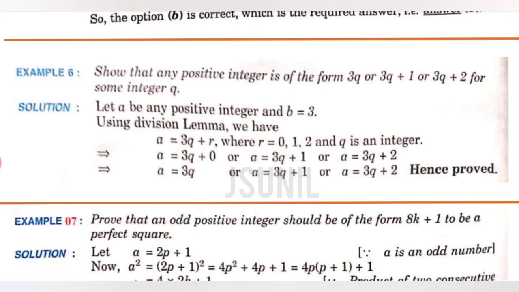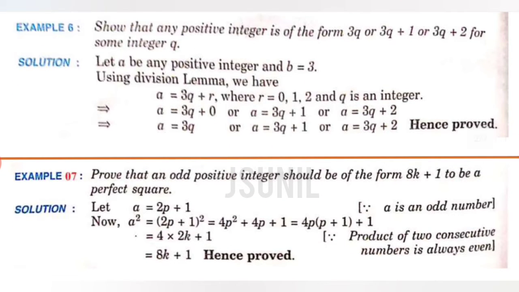Show that any positive integer is of the form 3q, 3q plus 1 or 3q plus 2. Here, this number is divisible by 3. Therefore, let the positive integer b is equal to 3. Then the numbers will be 3q plus 0, 3q plus 1, 3q plus 2. So the correct form will be 3q, 3q plus 1 and 3q plus 2.